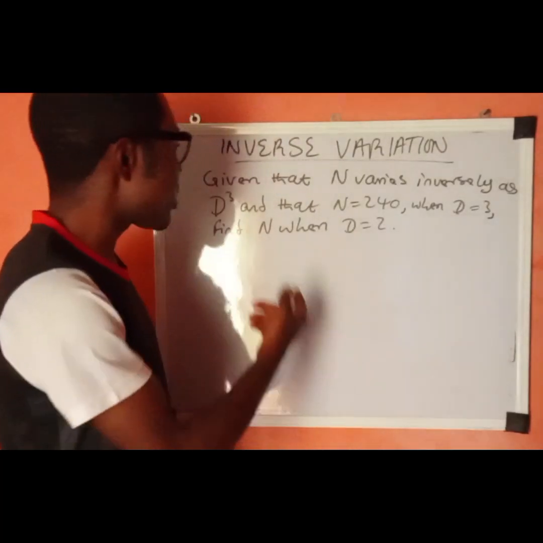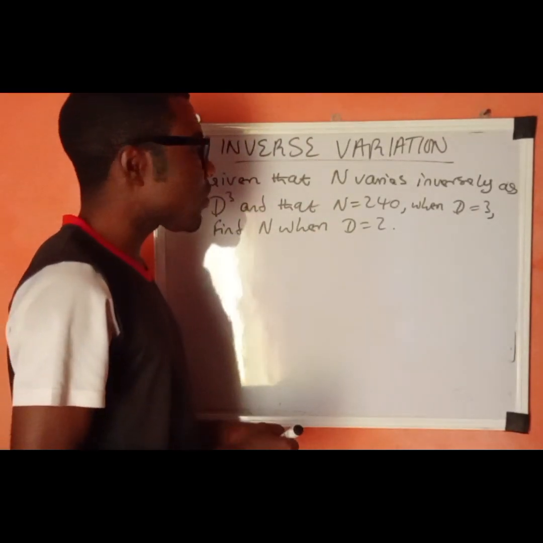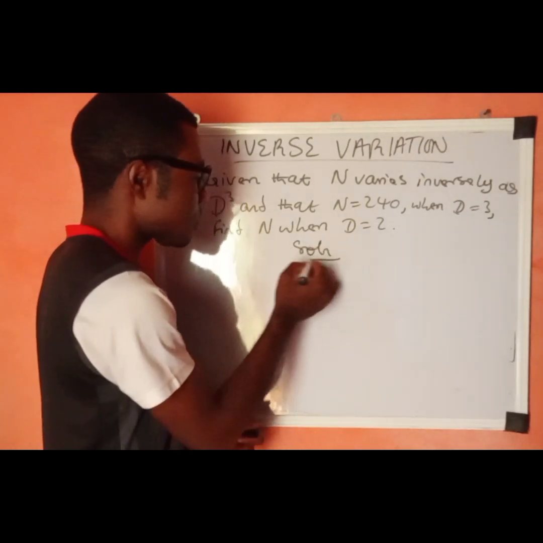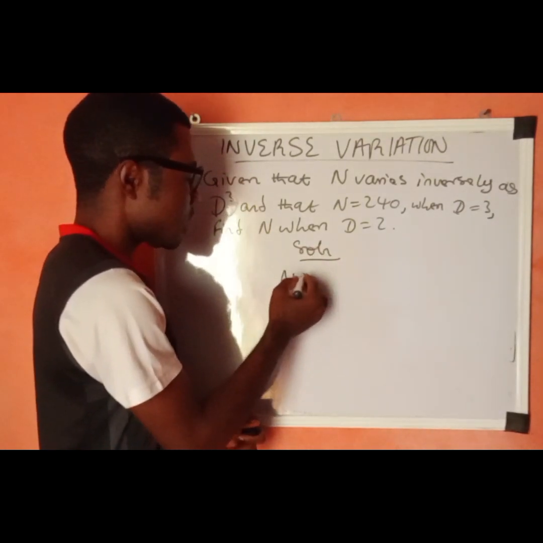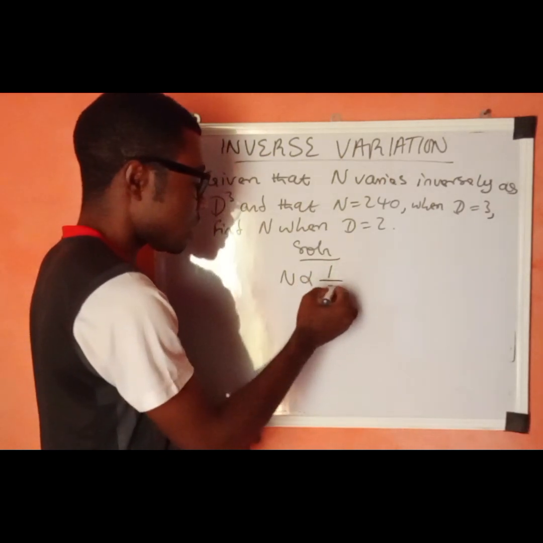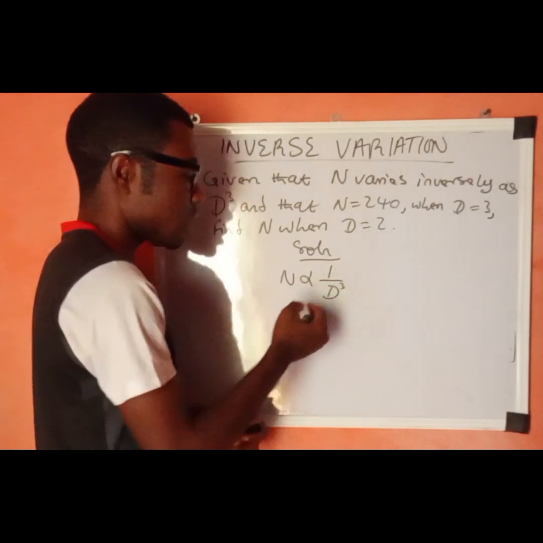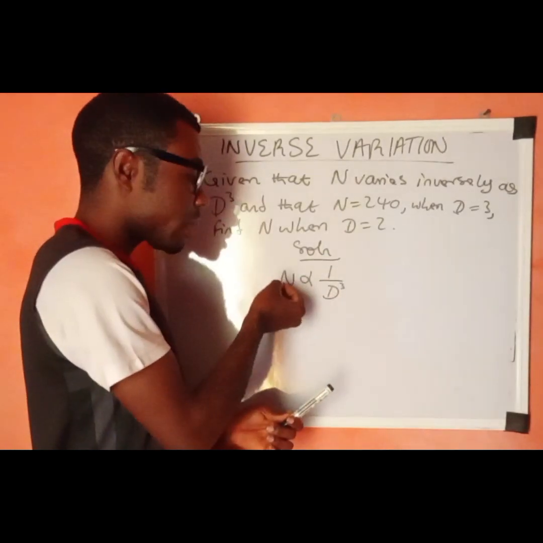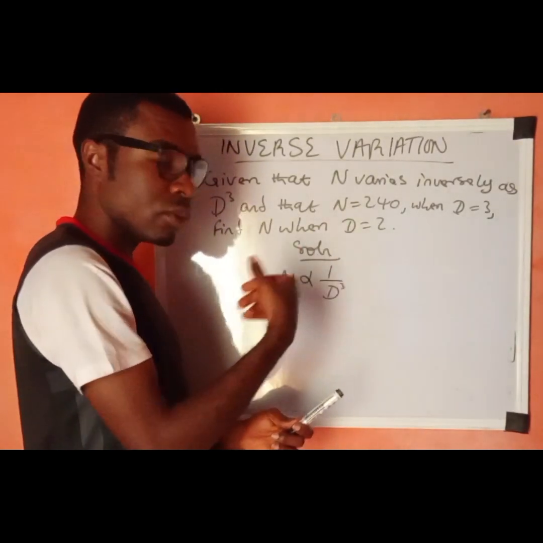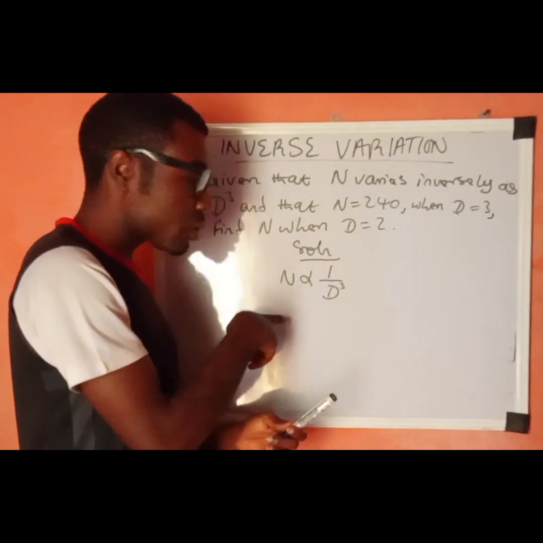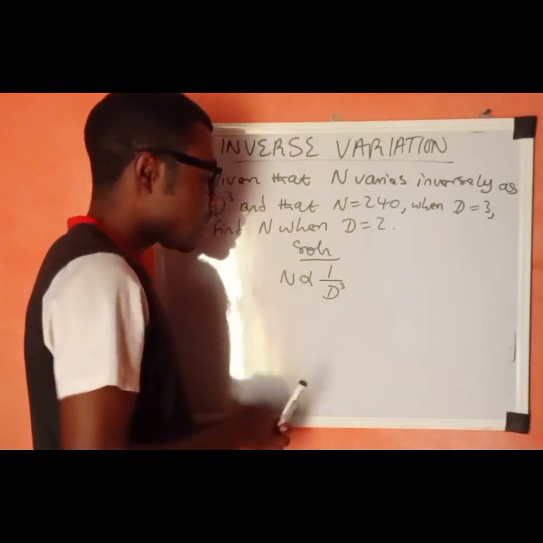Looking at this other question, given that n varies inversely as d cube, what are we going to do? Solution. n is proportional to d cube, but inversely. So inversely, you say 1 over d cube. If it is inverse, you say 1 all over, or you multiply them and equate it to a constant. If it is direct, it would have been n proportional to d cube, but inverse proportion is n proportional to 1 over d cube.